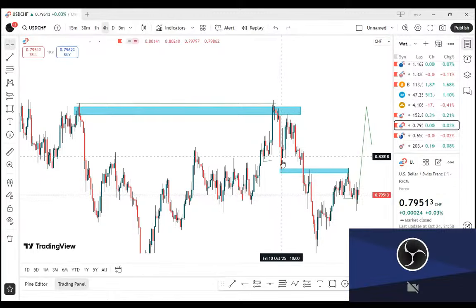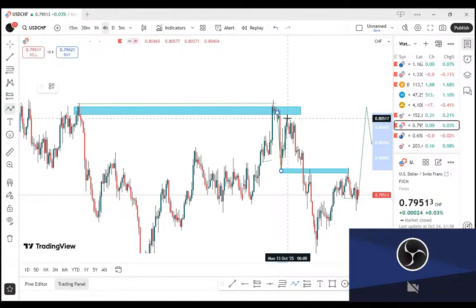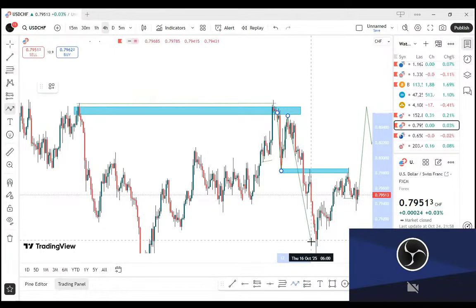That's why sellers were able to sell from here. That's why sellers were able to sell from these particular zones. Sell down, smashing out this low, and retrace all the way to this high again. And this is it, boom, price sold again.